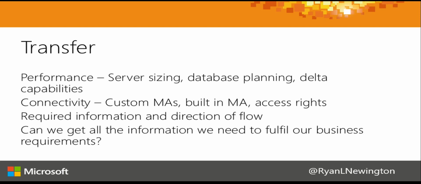And once we have those answers, we can start thinking about performance, server sizing, how many servers, what sort of databases we need, and what sort of speed we need on the disks. Do we need Delta capabilities? We start talking about connectivity. Are there built-in MAs in FIM that can do the job? Can we use custom MAs? Do we have the access rights that we need to transfer that data out? We need to understand the direction of flow of information. We ingest a lot of information from some systems, but sometimes we have to contribute back to things like the HR system. Does it need to know the username, the email address of the person? And most importantly, can we actually get all the information we need to be able to fulfill the business requirements?